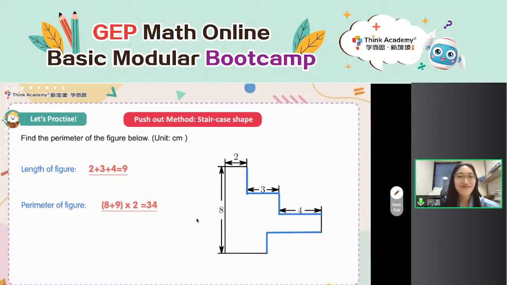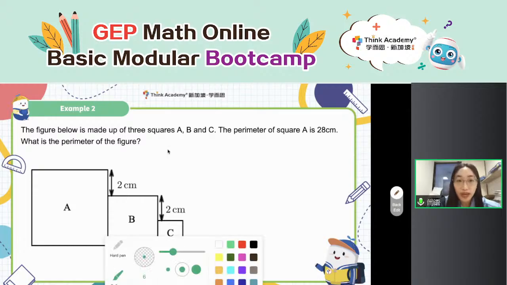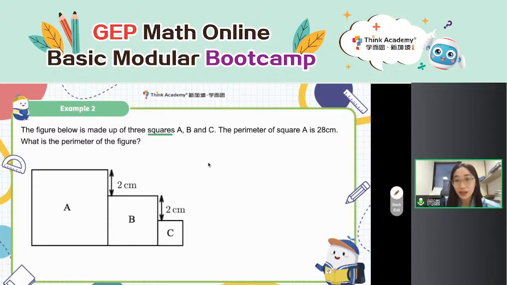Yes, super easy. So this is for the first one. And then let's have a look. What about here? I try to combine so many rectangles or squares together. And how can we figure out the perimeter of the whole figure? Firstly, look, the figure below is made up of 3 squares, A, B, and C. The perimeter of square A is 28 centimeter. What is the perimeter of the figure?